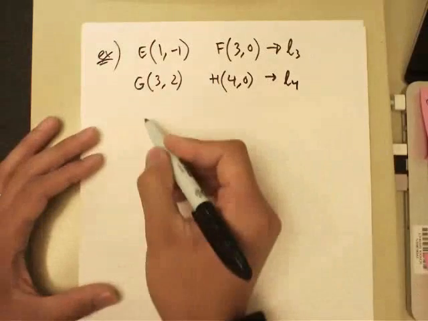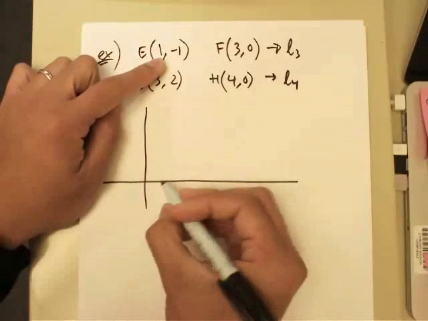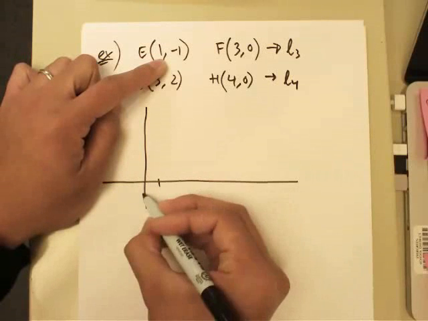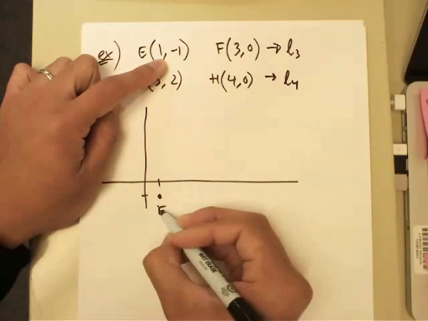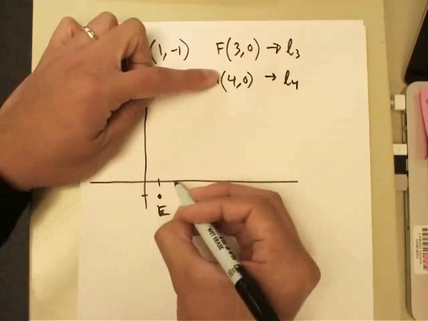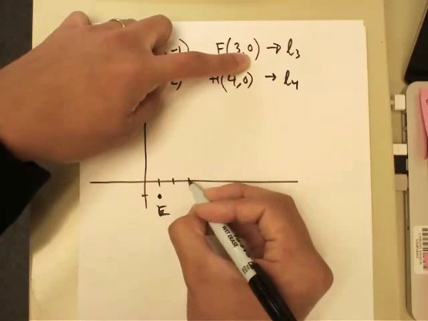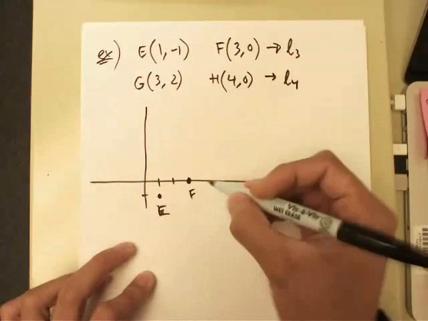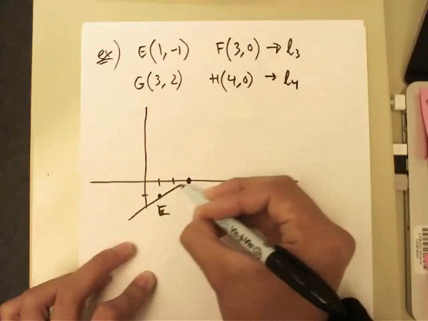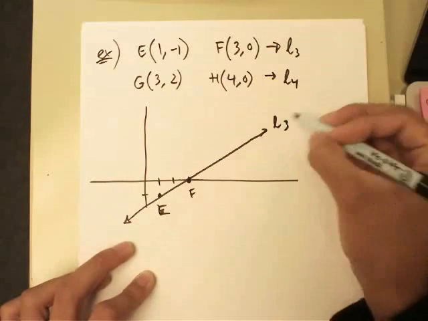So let's graph these two again, just like always. We'll have point E first, which is 1 over, 1 down. Okay, so this is point E. F is 3, 0, so that means I'm going to go 3 to the right, and then that 0 tells me to stay there. I don't need to move up or down. So this is point F. I'm going to go ahead and connect these two to form one straight line. So this is line 3.